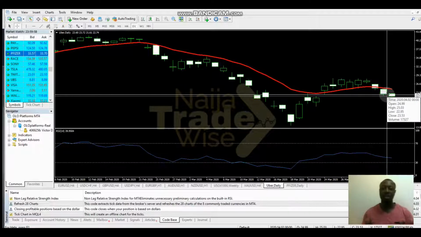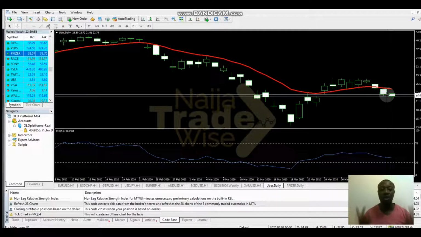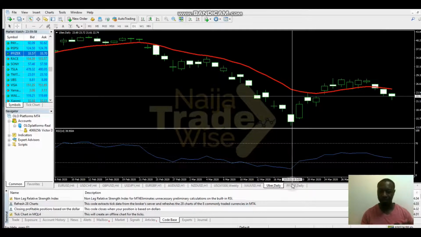Now, with that out of the way, we're still looking at the fundamental analysis and we're still in the pandemic period. I want us to look at another stock. Of course, it does not actually form an entry position, but it's showing us something, which is Pfizer. Pfizer is a pharmaceutical company. Now at this time, the whole world is looking at the pharmaceutical companies to provide a drug for this. Now, let's go to Pfizer.